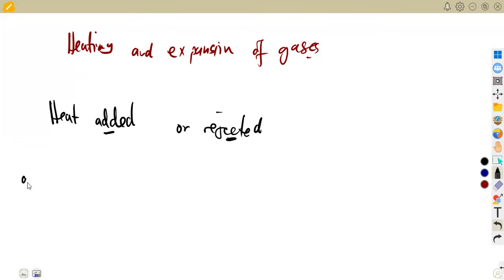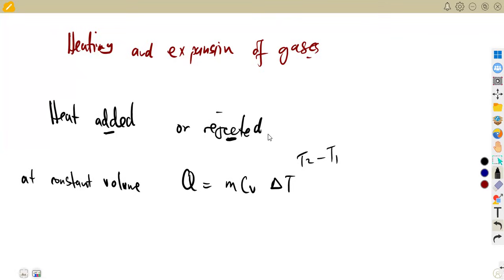So at constant volume, we are going to have our Q as mCv times the change in temperature, which is simply T2 minus T1. But here we are going to talk specifically about each. How do you find the Q on each process? So this is just for you to know about the constants.